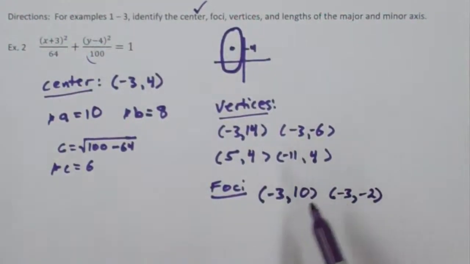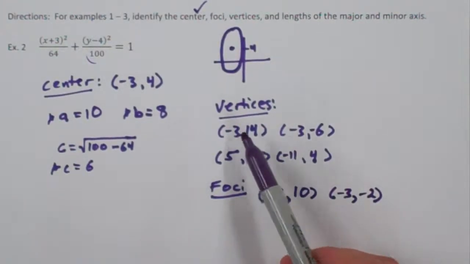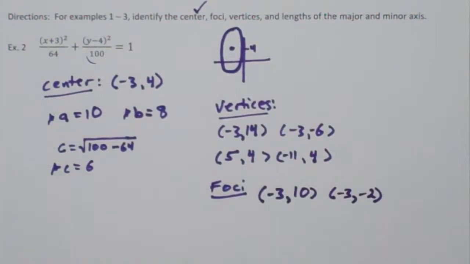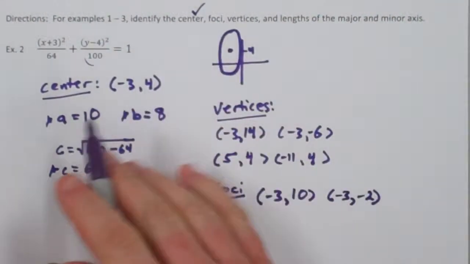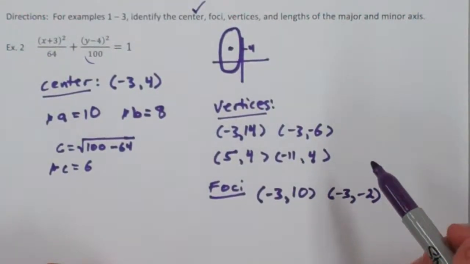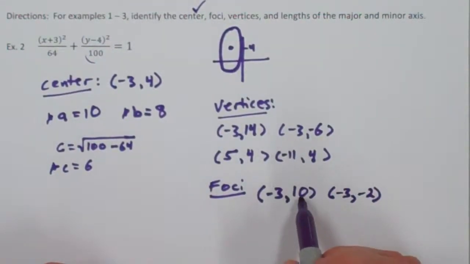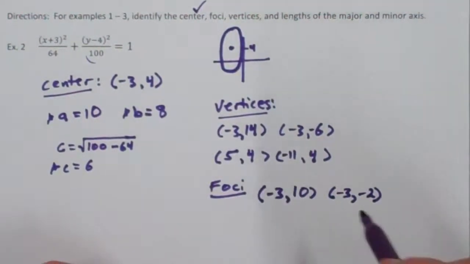One quick check is you can just make sure that your X value is the same if you have an ellipse that has the major axis that's vertical. If it's horizontal, then it'd be your Y values that would be the same, excuse me, and your X values would be the ones that would change.